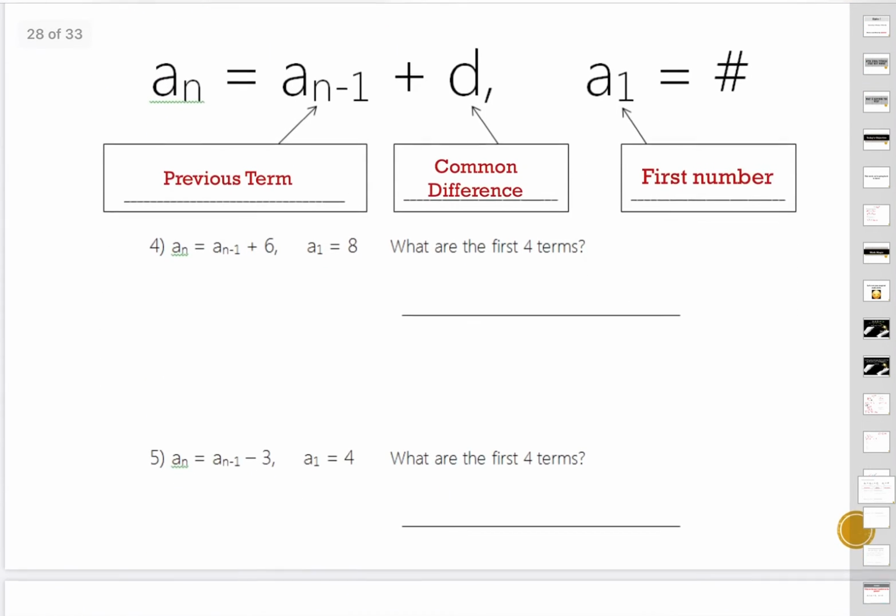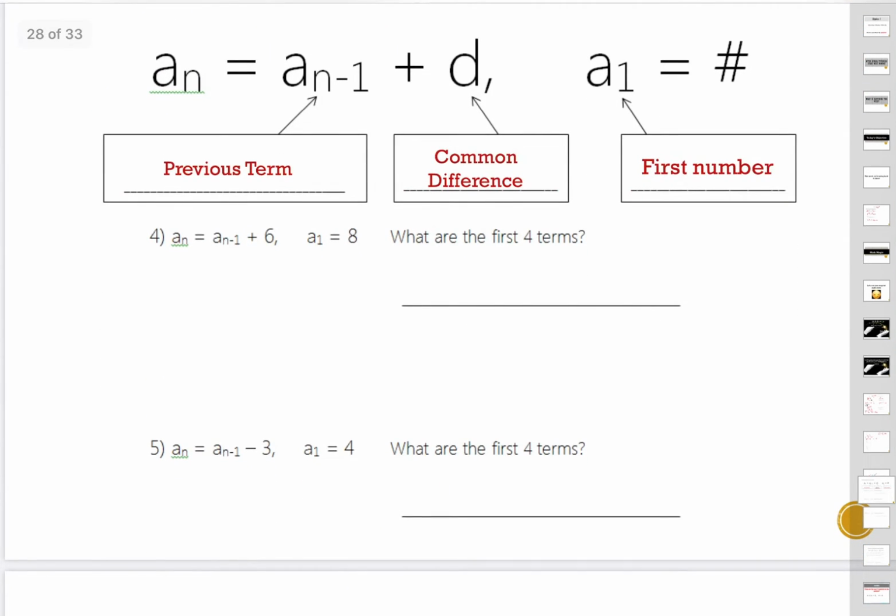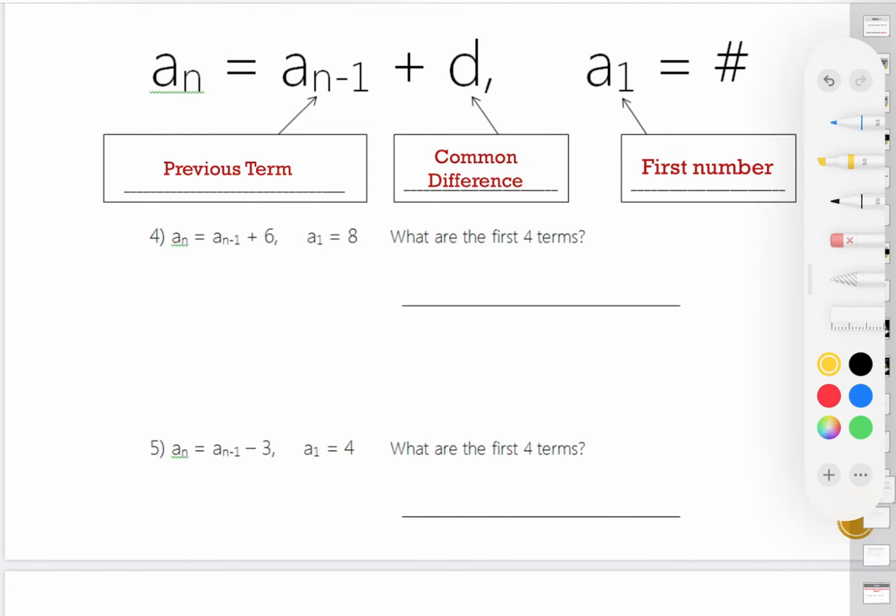Okay? So what does the formula mean? So on your notes, you can write this down. What they're doing is they're taking the previous number. So this just means the previous number, and then you're adding the common difference to it. So if my previous number is 10, and then I'm adding 2, 10 plus 2 is 12. 12 plus 2 is 14. 14 plus 2 is 16, etc. A1 is always going to be the first number in your pattern.